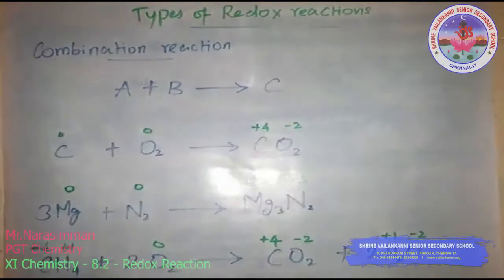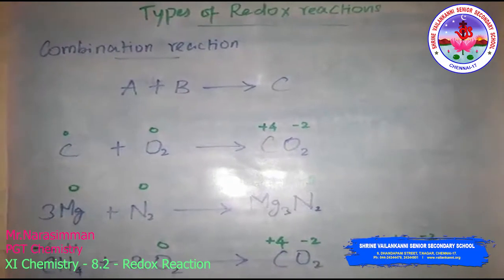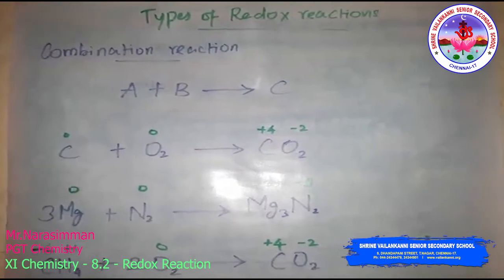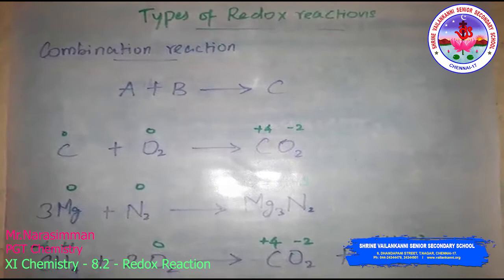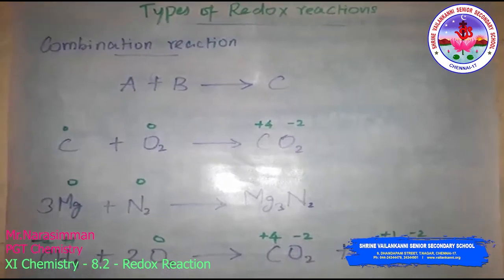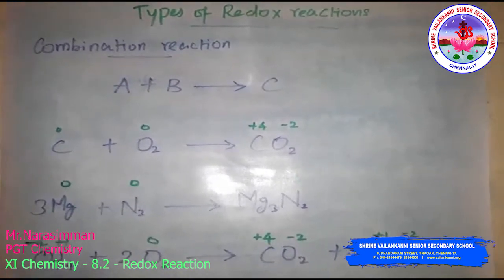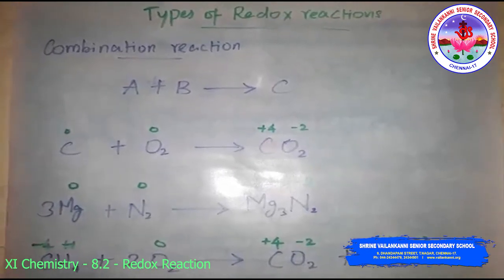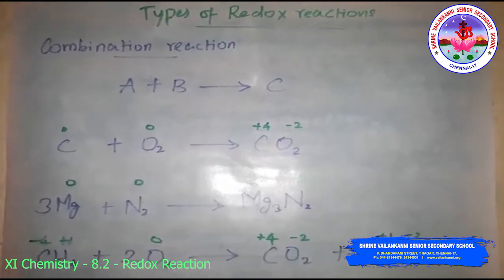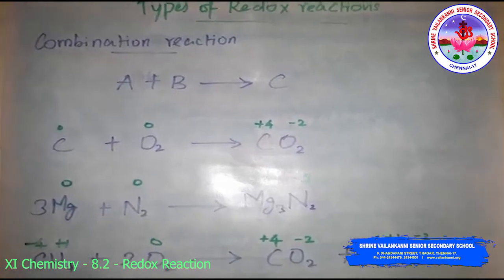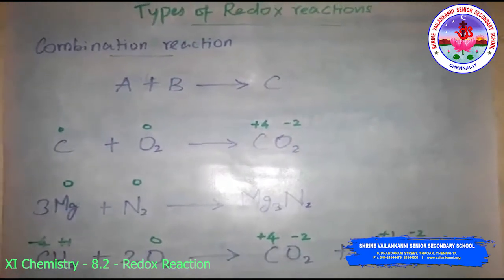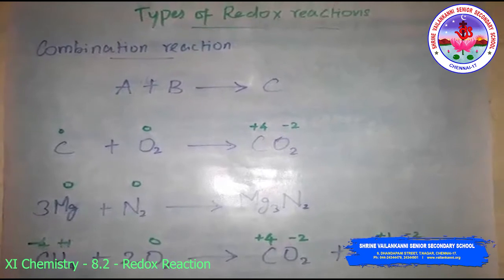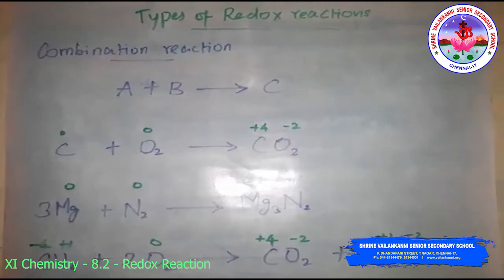Types of redox reaction. There are four types. One is combination reaction, second one is decomposition reaction, third one is displacement reaction, and fourth one is disproportionation reaction. First we will see what is the combination reaction. You already learned this in lower class level, that is in class 10.